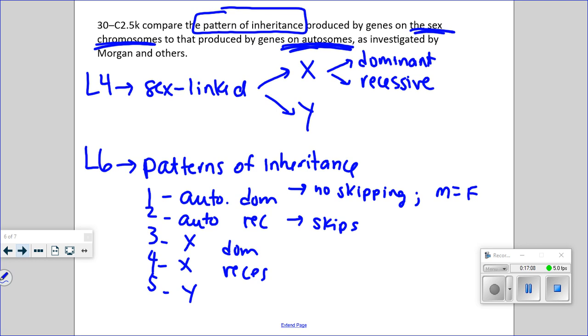But if it's recessive, it can skip. I would also look for male and female to be equal there because it's autosomal. Now remember, when I'm talking about males and females being equally affected, it doesn't necessarily mean the exact same number. Like it might be 5 males, 4 females, but that's pretty close.